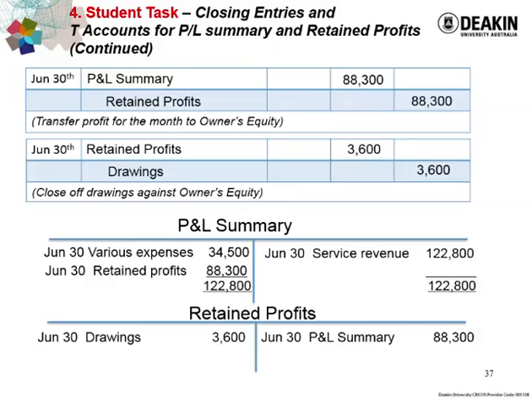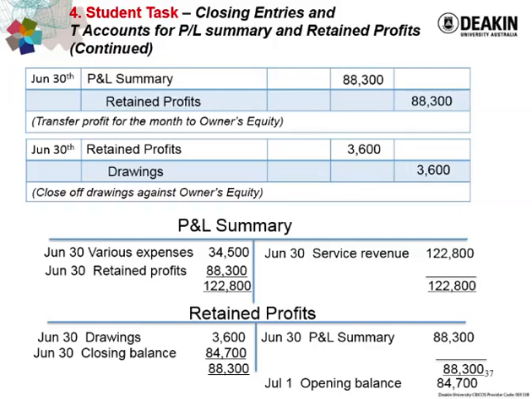Retained profits is an equity account. It is a permanent account. We do not need to close it, but we need to calculate the closing and opening balance. Closing balance is stated at the debit side on 30th June for 84.7K, and immediately the next day, 1st of July, we post it to the credit side, 84.7K as opening balance.